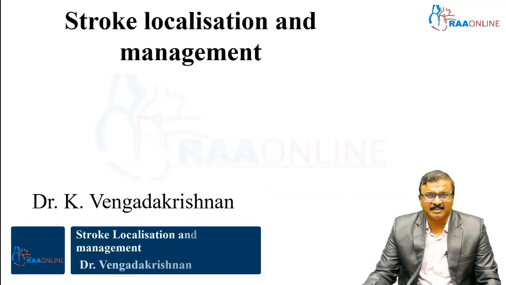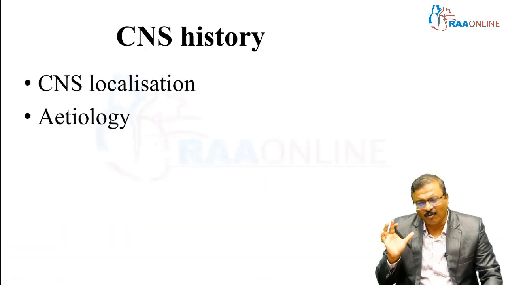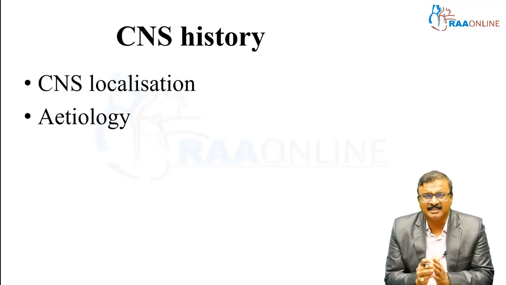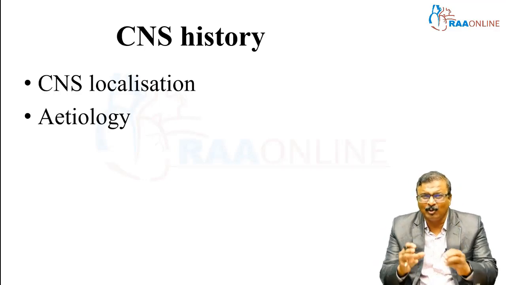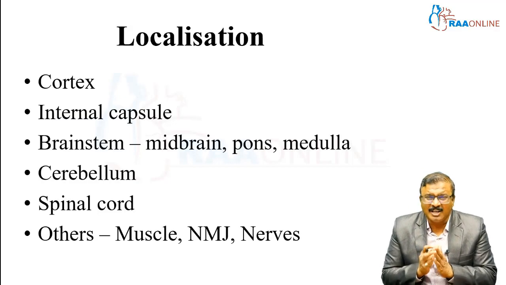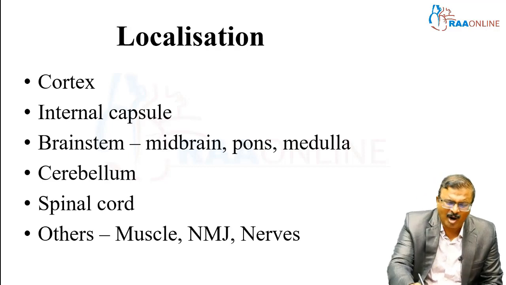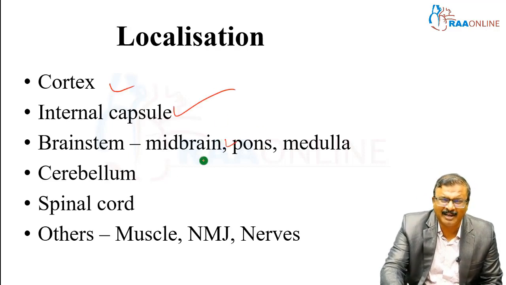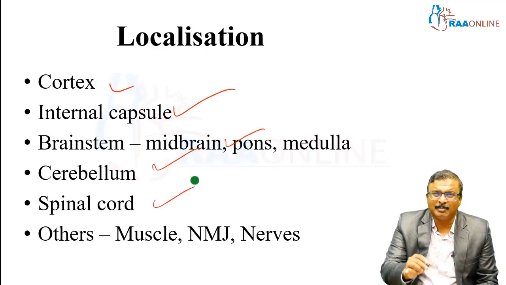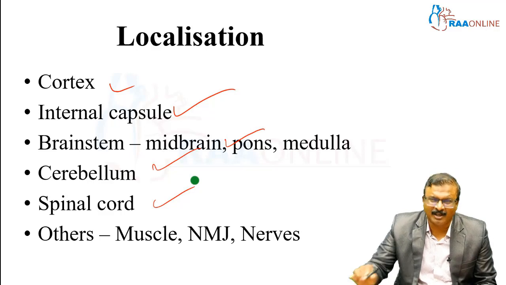Localization of CNS, especially when there is a stroke. For that we should know what is the importance of history taking in CNS, how to localize and how to find out the etiology. Localization starts from cortex, internal capsule, midbrain, medulla, pons, spinal cord and others, muscles, NMJ and nerves.